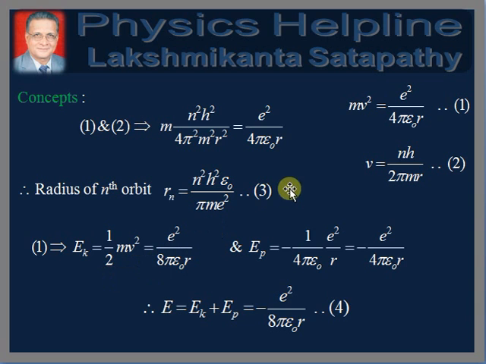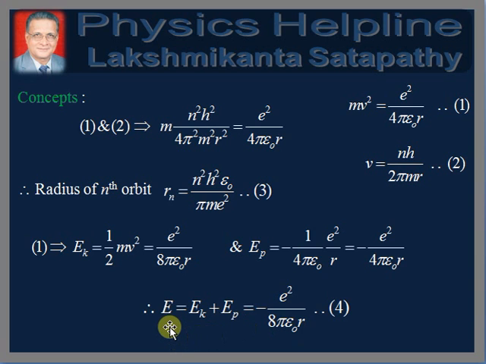Now, from equation 1, we have got half mv square on the LHS. Therefore, we can write kinetic energy Ek is equal to half of mv square, which is equal to e square divided by 8 pi epsilon 0 into r. And potential energy Ep is equal to minus 1 by 4 pi epsilon 0 into e square by r, which is equal to minus e square divided by 4 pi epsilon 0 r.